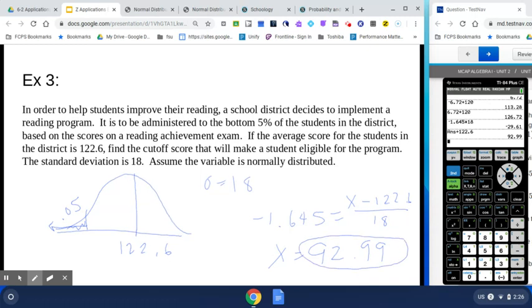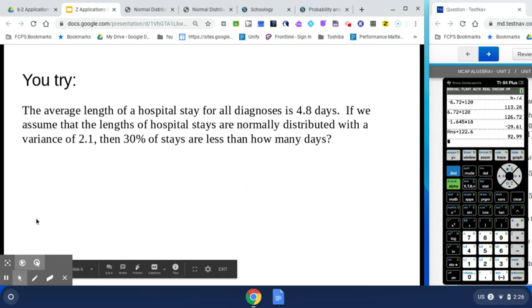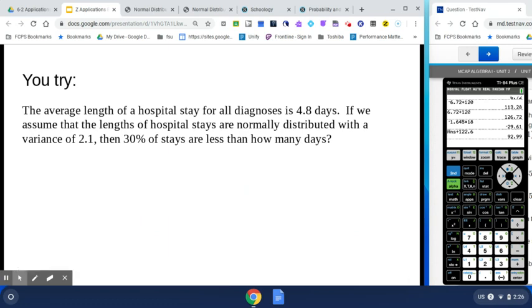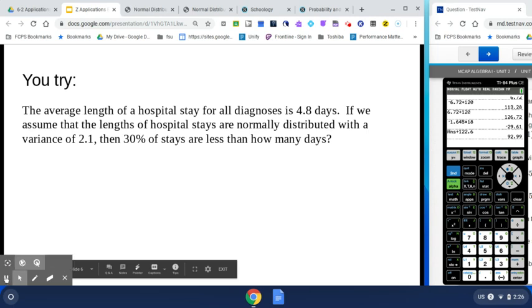So in order to qualify for this reading program, the students would have had to score a 92.99 or less on that particular exam. Okay, here is the U-Try. So take a moment, read through this scenario, pause the video, see if you can find the data value that corresponds to an area of 30% to the left, and unpause the video to get the results.